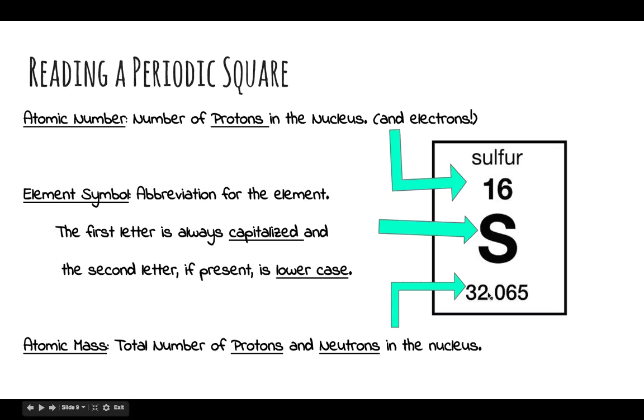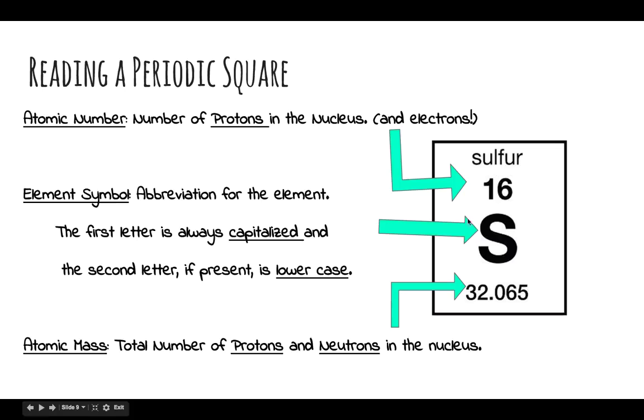We have the atomic number. That tells us the number of protons in the nucleus and the number of electrons, because if we have a certain number of protons, we have to have the same number of electrons, so that positive and negative charges even out. So for example, if we look at this sulfur, the atomic number is 16. That means sulfur has 16 protons, and we can infer that there are 16 electrons.